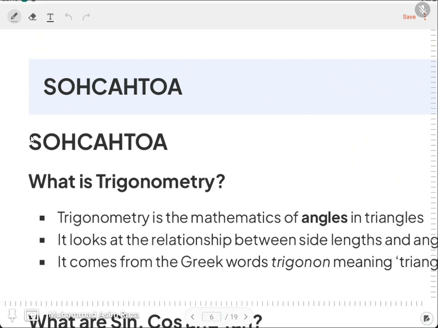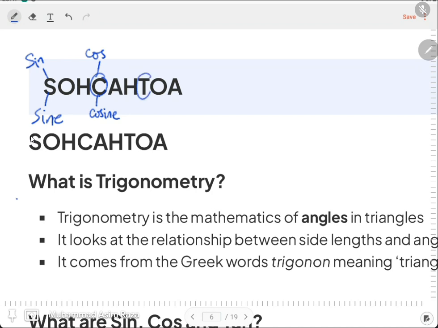Here we have SOHCAHTOA, Hamza. This is a trigonometry mnemonic, you can say. First of all, just learn that this S means sine. Actually, its full form is sine, but you will see that everywhere we write it as sin. And this is C, which is cosine, but 99.9999% of the time we say it as cos.